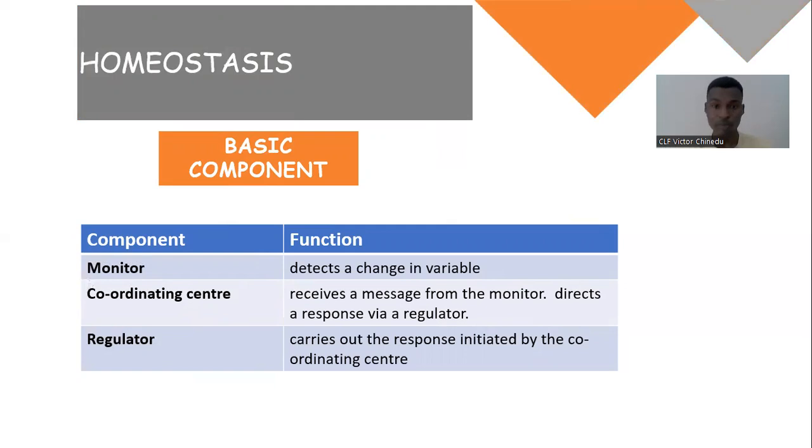And so what does it do? It sends the message to your coordinating center. And your coordinating center is basically the hypothalamus of your brain. So this center receives the message it has gotten from the monitors and then gives a response or issues an instruction to the regulators in order to achieve a balance, a dynamic equilibrium to ensure that this organism is not adversely affected by this change in the external environment. That's cool, very cool, right?